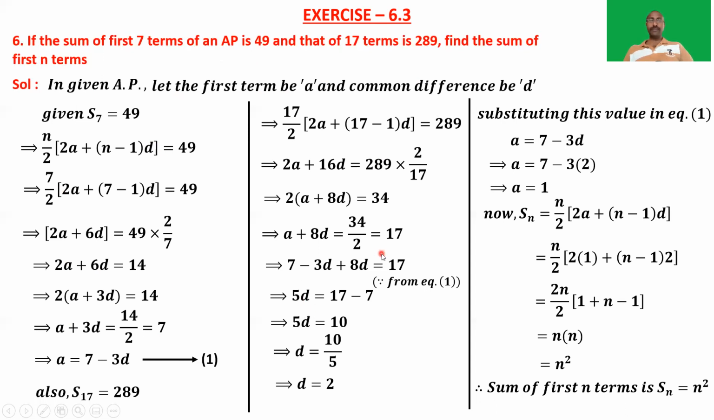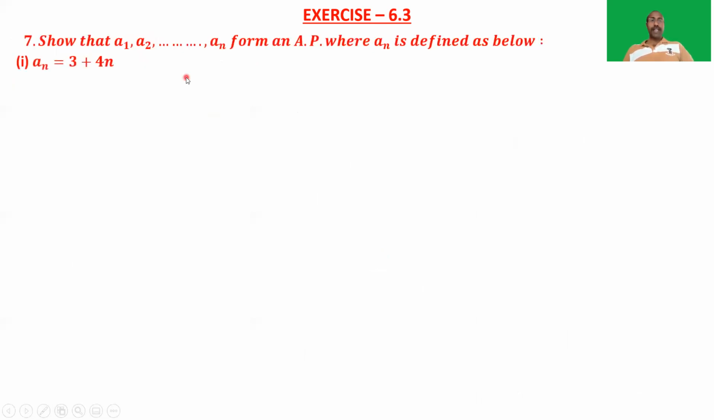Okay. So take the 7th one. Show that A1, A2 up to An form an AP where An is defined as below. First one, An is equal to 3 plus 4n. Also find the sum of the first 15 terms in each case. So two cases are given here. We are looking at the first case. In the first case, An is equal to 3 plus 4n.